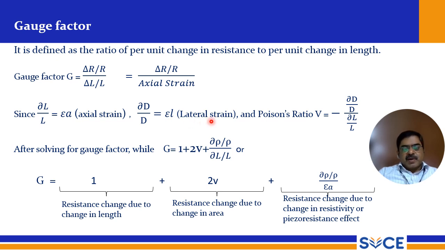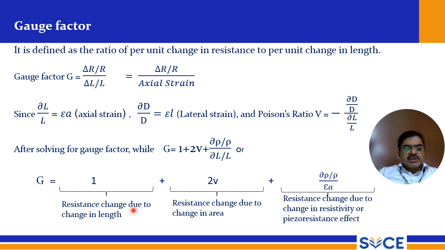And we know the Poisson's ratio, that is v equals minus ∂d by d, that is lateral strain, by axial strain. Poisson's ratio is a dimensionless quantity. After solving for gauge factor, G equals 1 plus 2v, that is Poisson's ratio, plus ∂rho by rho divided by ∂L by L, or this can be represented in this form also. G equals 1.